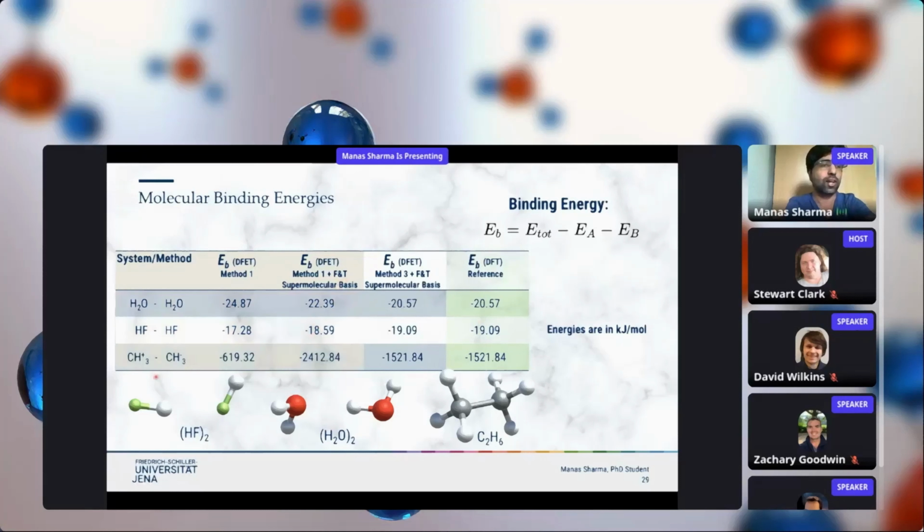However, for a strongly interacting system, for example, this ethane molecule that is partitioned at the carbon-carbon covalent bond to form the CH3 positive and CH3 negative subsystems, you will see that we are getting really huge errors compared to the reference calculations. However, with method 3, we are able to reproduce the exact binding energy from the DFT for either weakly or strongly interacting systems.